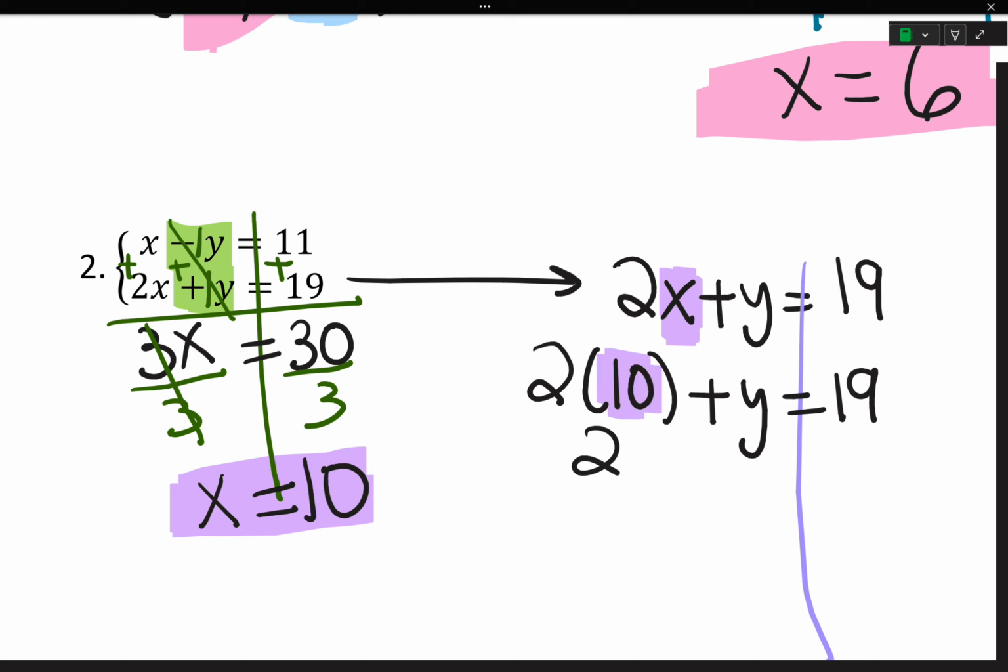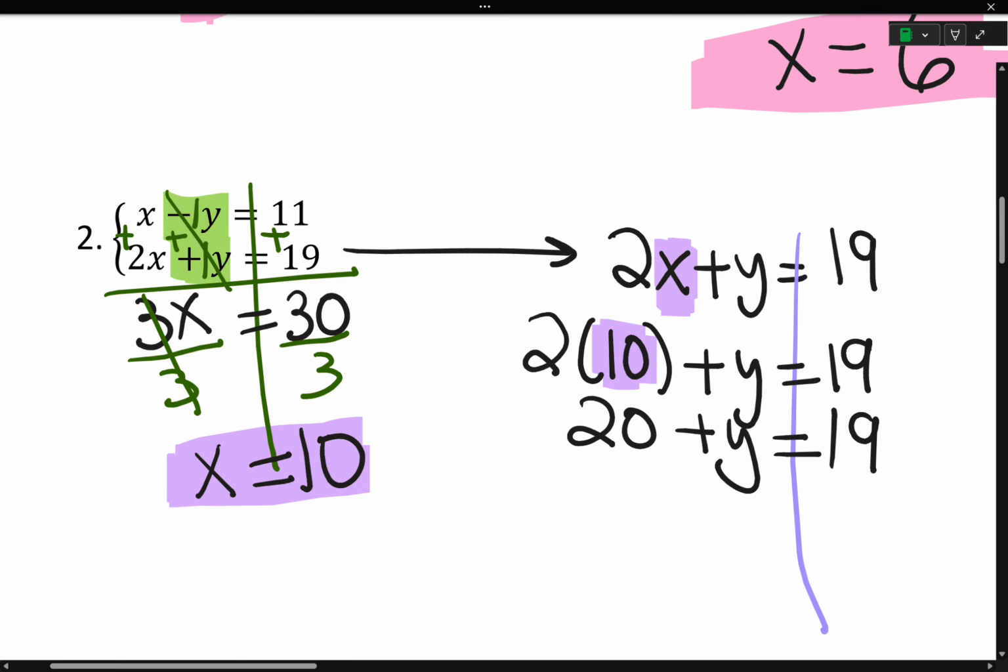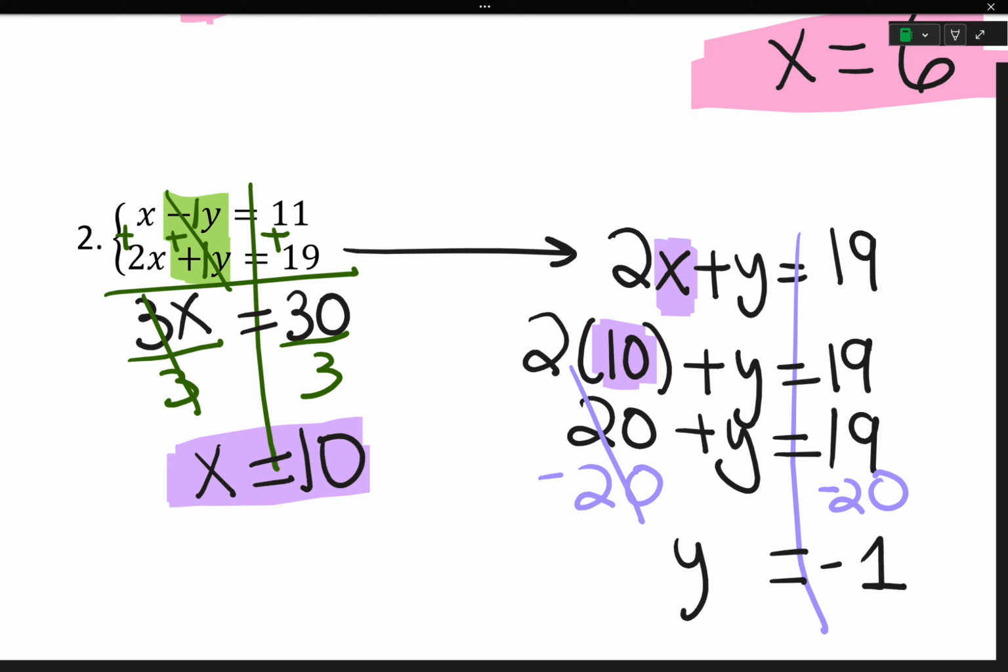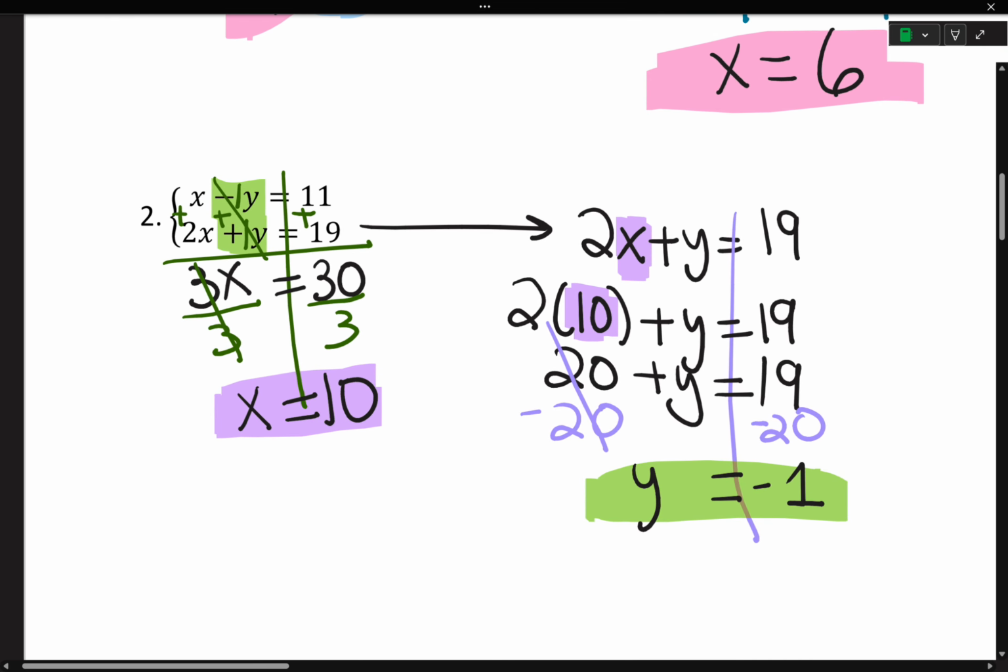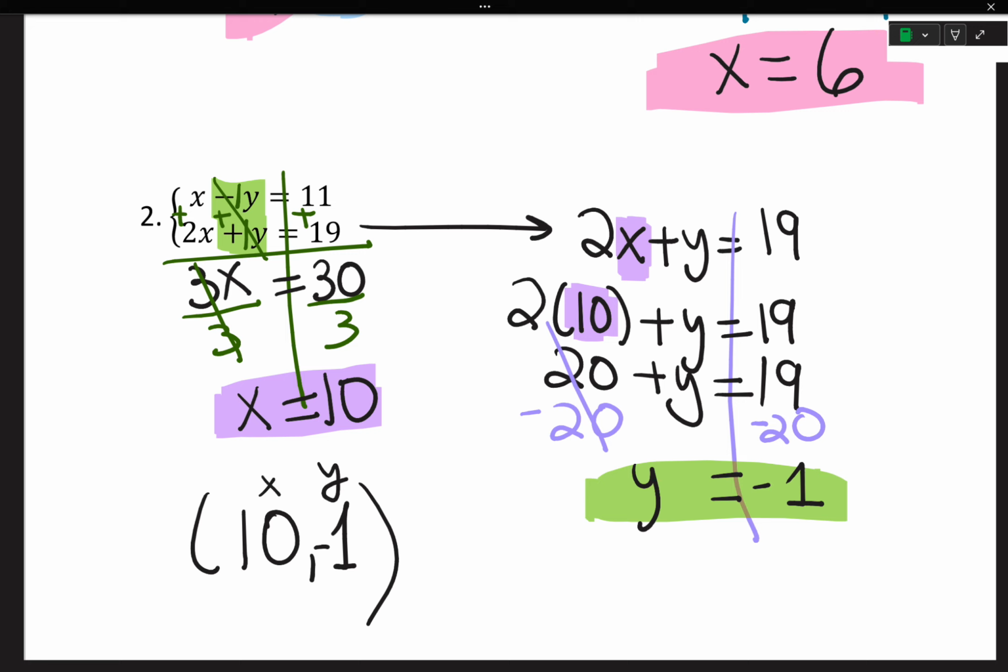2 times 10 is 20 plus y equals 19. Lucky us, we only have one more step to take, and that is to subtract 20 from both sides. Y equals negative 1. All right, much faster. Hopefully, you're starting to feel how much easier it is in the substitution method. So here's our final answer, 10 comma negative 1.